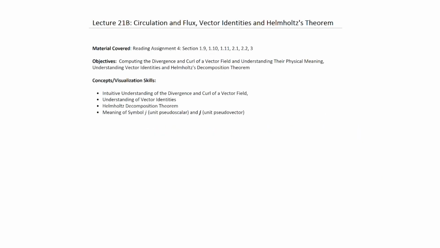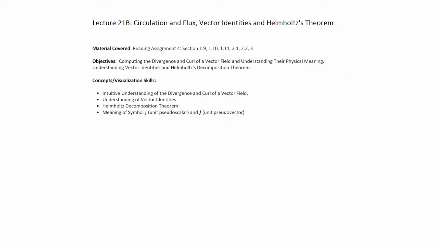All right, welcome to Lecture 21b, entitled Circulation and Flux, Vector Identities and Helmholtz Theorem. This is a continuation from Lecture 21a, and we'll make use of some of the new definitions to explore the issue of circulation and flux a little bit more. The material for this lecture is also from Reading Assignment 4, Sections 1.9, 1.10, 1.11, 2.1, 2.2, and 3.